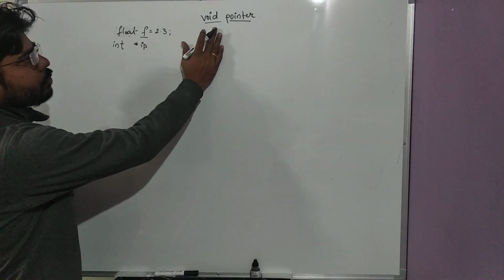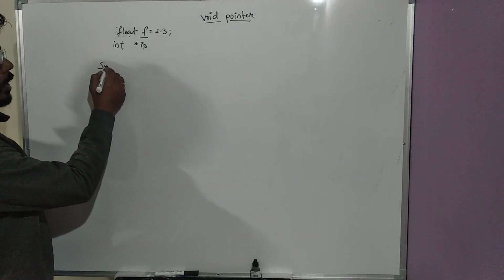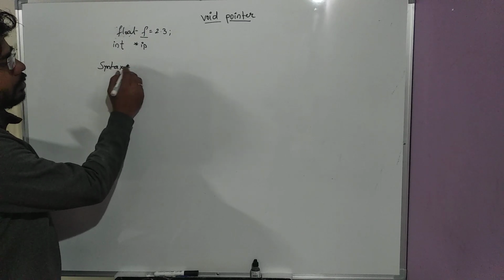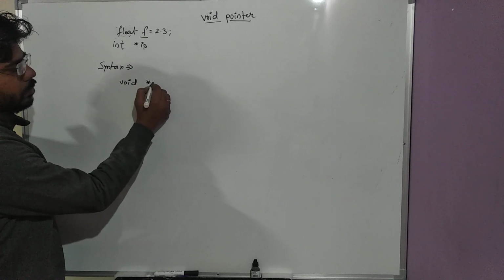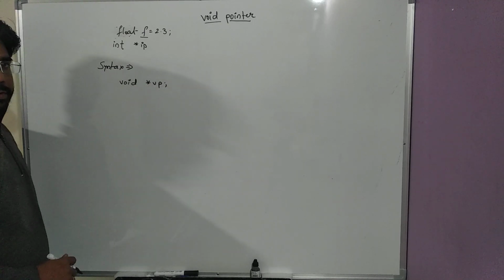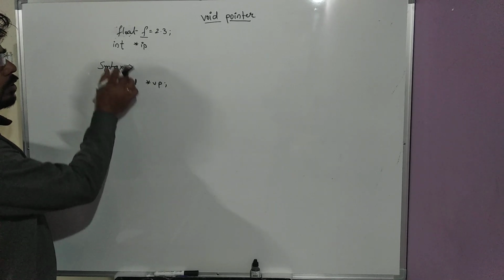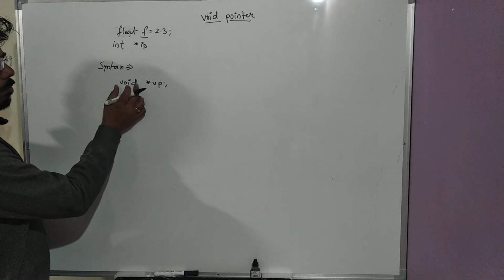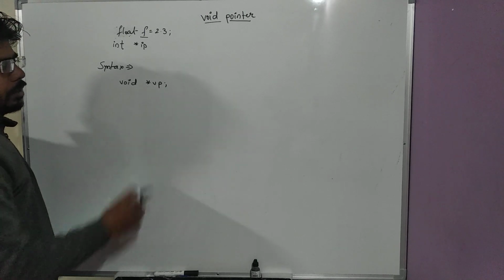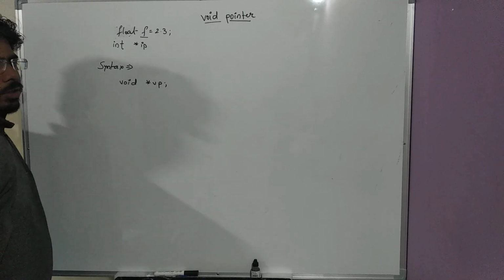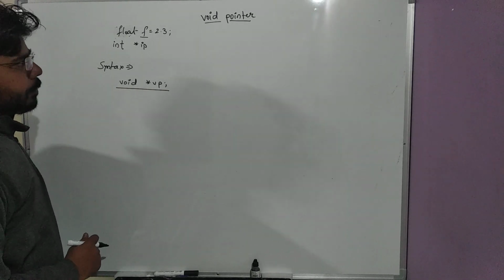Okay, so to declare this void pointer, the syntax for this is void asterisk and the name of the pointer. Okay, so in place of data type, instead of writing float, integer or character, we need to use the void, and this is the name of the pointer with the asterisk symbol. Okay, so this is how we can declare a void pointer.